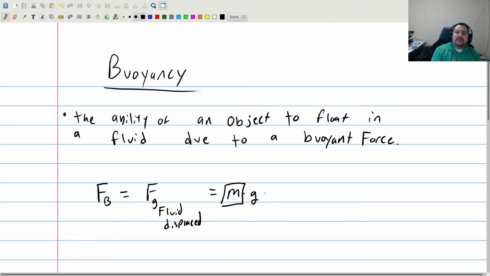So instead of talking about mass, usually we talk about density. Now in physics, we're going to use the letter rho for density. Rho is density.